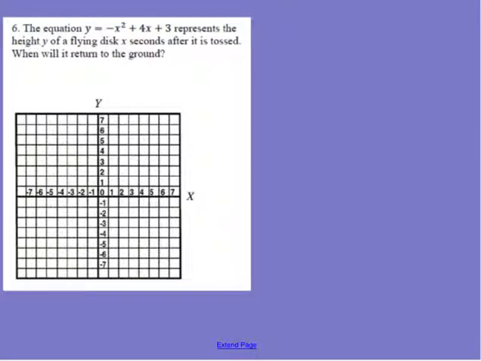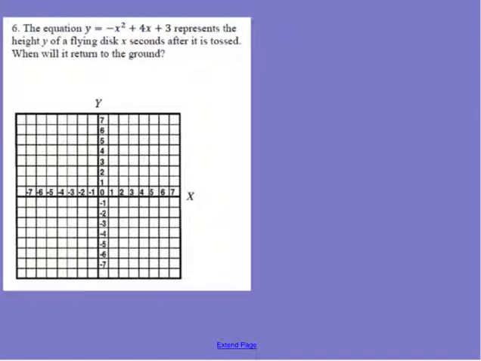So this is going to be the second part of those notes from Unit 5, Note 2. So let's take a look at number 6. The equation y is equal to negative x squared plus 4x plus 3 represents the height y of a flying disc x seconds after it is tossed. When will it return to the ground?